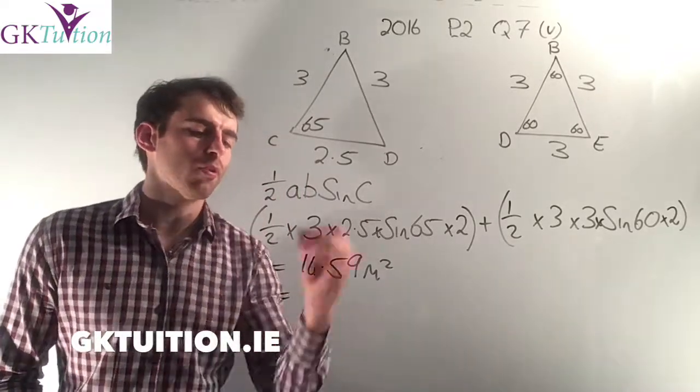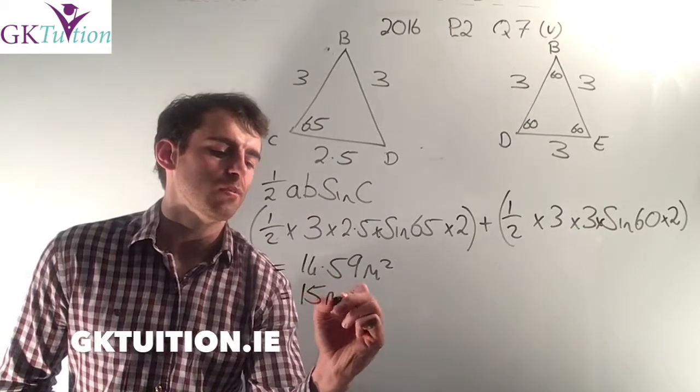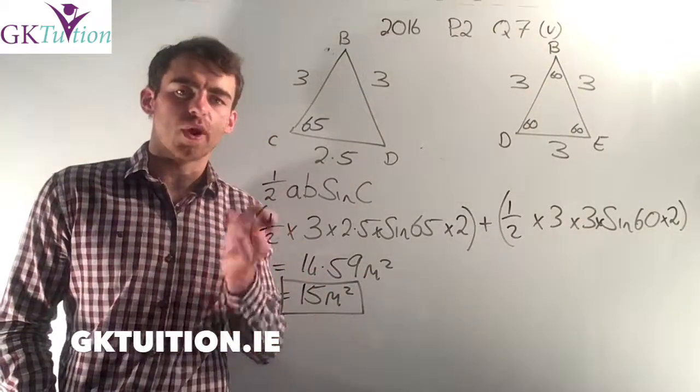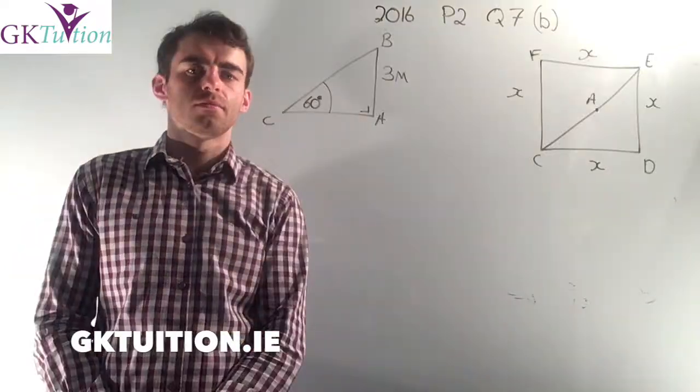So if I round that up, it's going to become 15 meters squared. So my final answer in that case, the area of glass required is 15 meters squared.